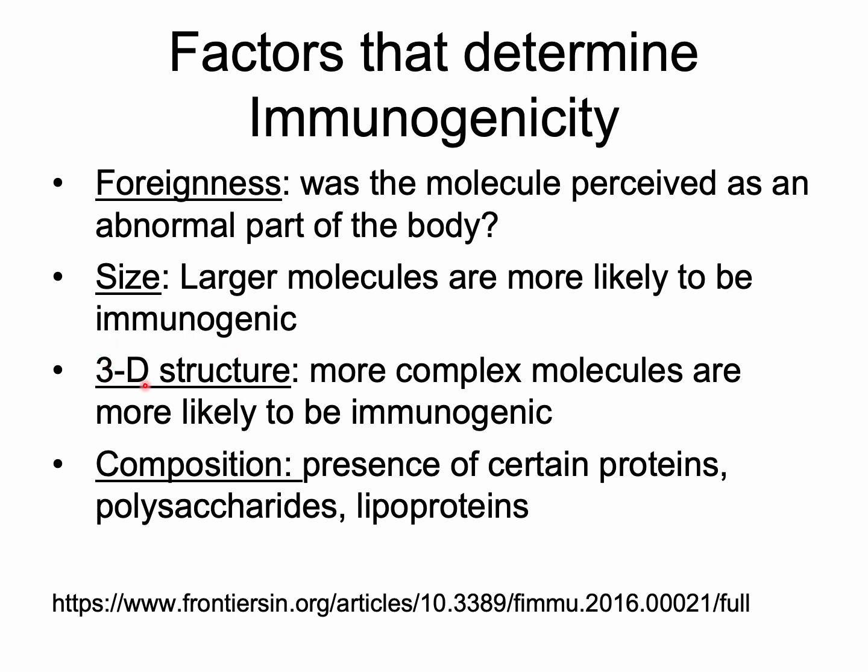Its 3D structure. Structures that are more complex are also more likely to be identified by your immune system as foreign. And then finally, its composition. So the presence of certain proteins that should not be in your body, certain components that shouldn't be in your body. An example of this would be like lipid A in the outer membrane of gram-negative cells, or peptidoglycan. Our cells do not have peptidoglycan, so when our body sees it, we know that it is foreign.